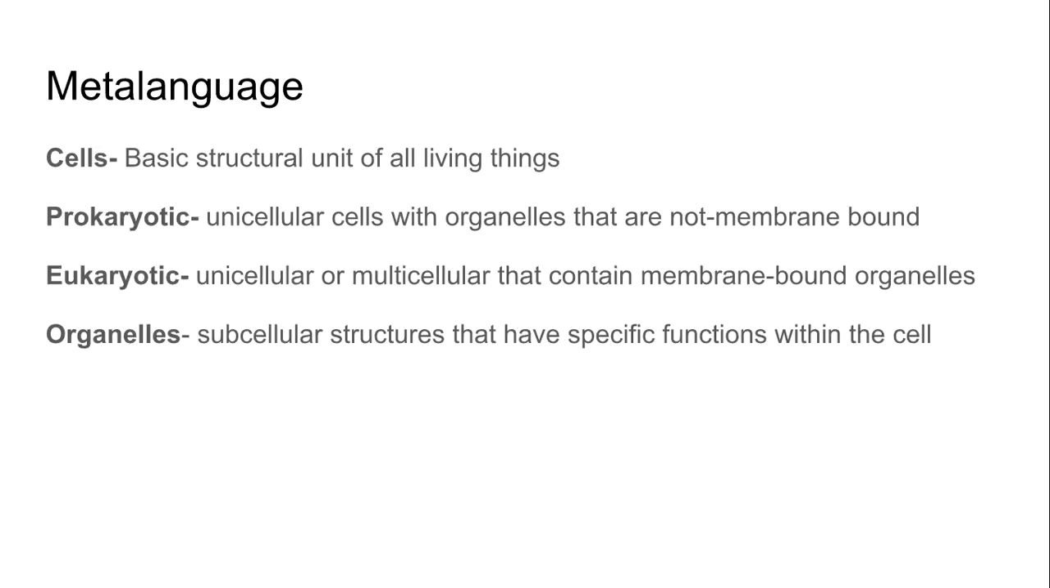When we talk about cells, we're talking about the basic structural unit of all living things. And when we talk about the different types of organization, we're talking about prokaryotic or eukaryotic. When we refer to prokaryotic cells, we're talking about unicellular cells with organelles that are not membrane bound, whereas eukaryotic cells contain membrane bound organelles. When we use the word organelles, we're talking about subcellular structures that each have a specific function within the cell.